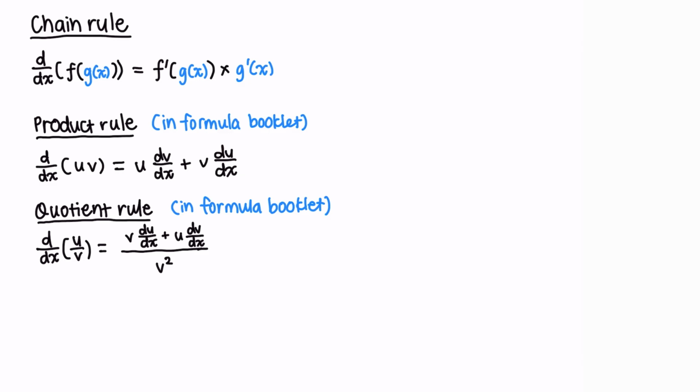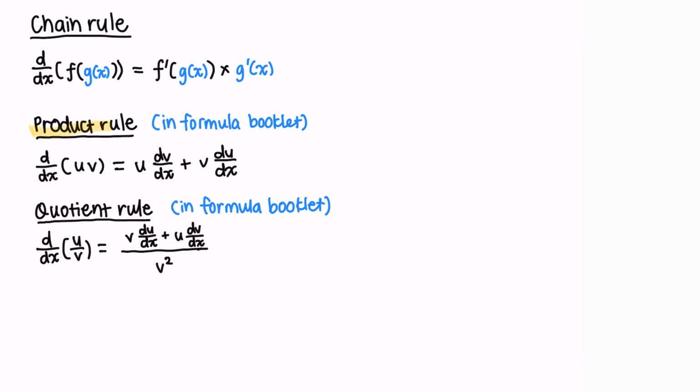Now let's go on to the next 3 rules. These 3 rules are very important to remember. The first rule is chain rule. If we have d over dx of a composite function, f(g(x)), this will just be f prime of g(x), so this is substituting g(x) into f prime(x), times g prime(x).